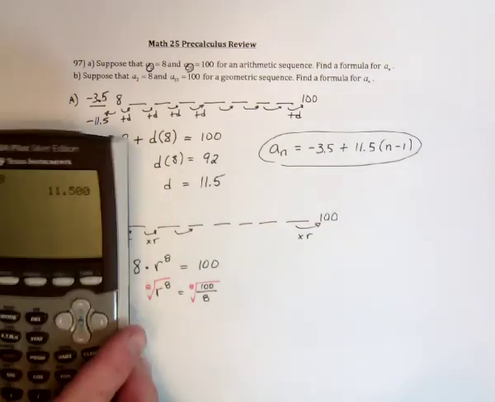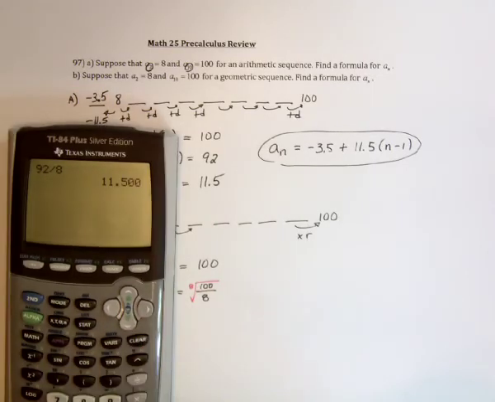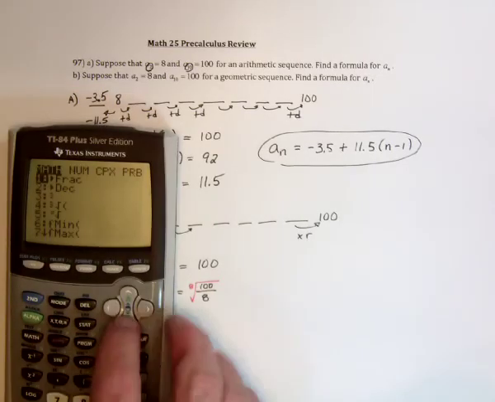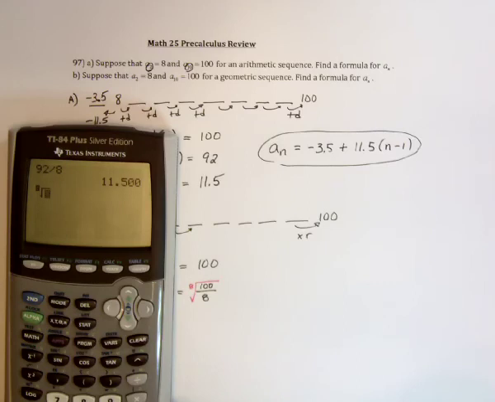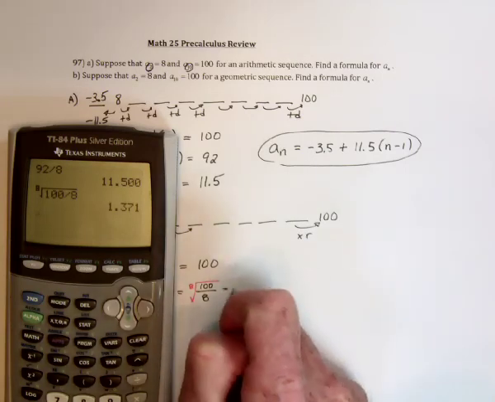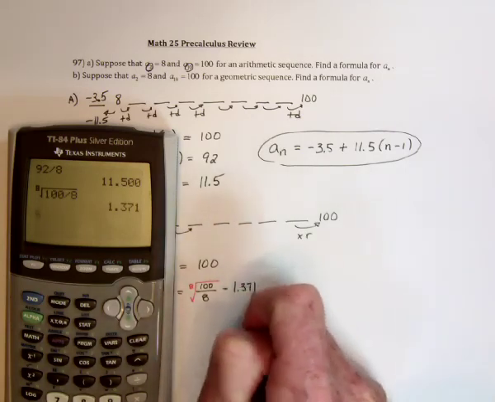So the 8th root of 100 divided by 8 is 1.371.